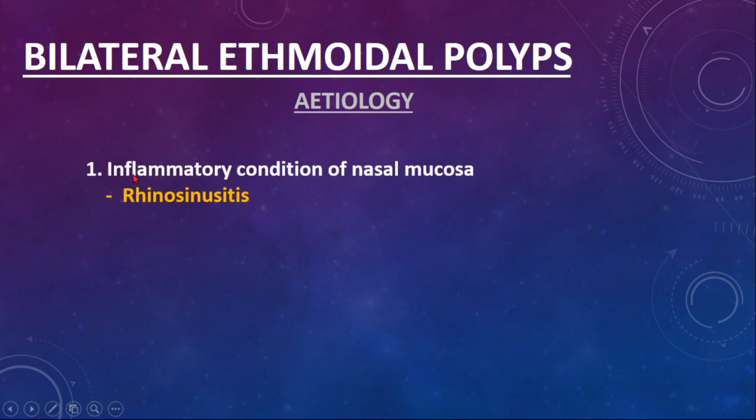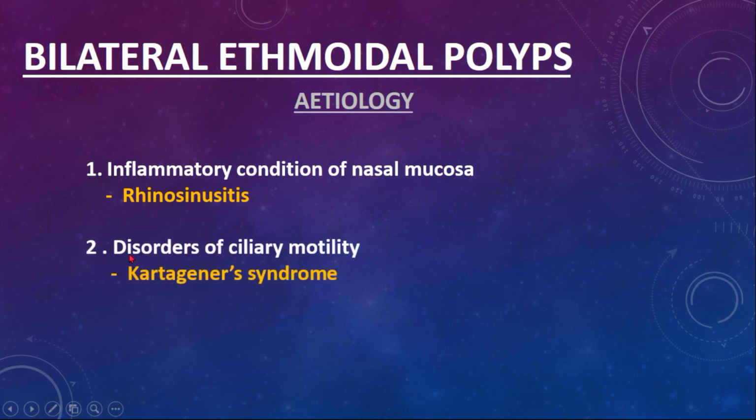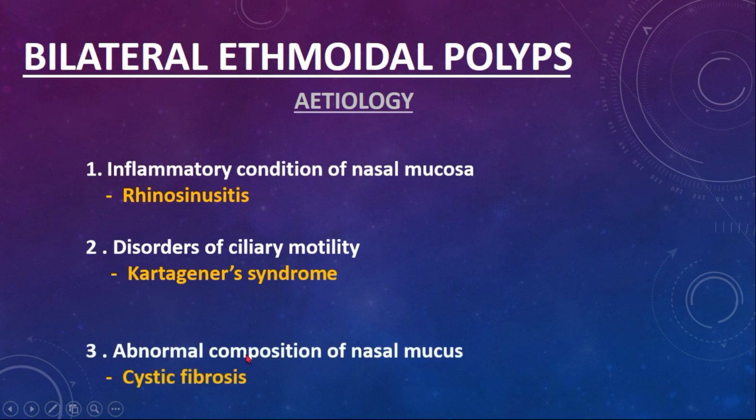First is the inflammatory condition of nasal mucosa, which is rhinosinusitis. The second is the disorders of ciliary motility, which is Kartagener syndrome. And the third is the abnormal composition of nasal mucus, which is cystic fibrosis. Now we will move towards the next slide.